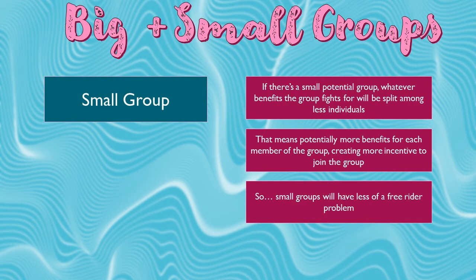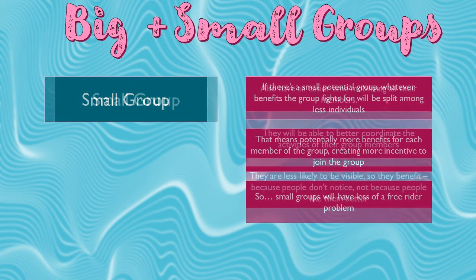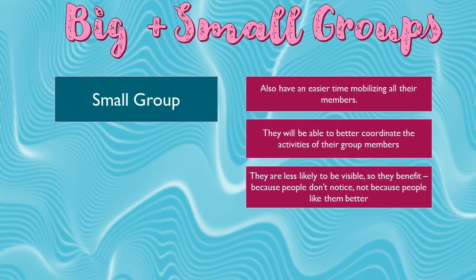An interest group that represents a small group of people, and maybe a very, very specific interest of some kind, is going to have a lot more incentive for those people to join the group, because whatever the group wins is going to create even greater benefits for their group members. Small groups also, because of this, are going to end up with less of a free rider problem. Everything that was difficult for the big group becomes easier for the small groups.